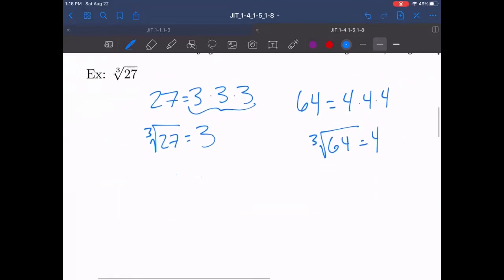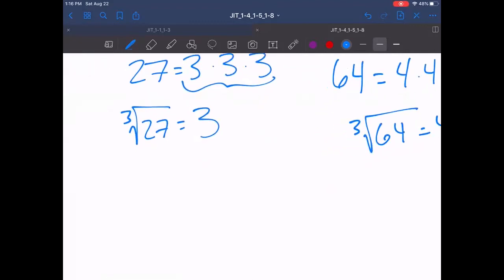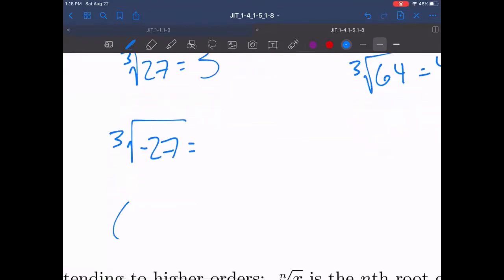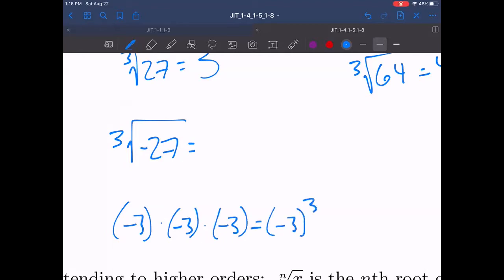Now, if I have the cube root of negative 27. If I have negative 3 times negative 3 times negative 3, so negative 3 cubed, that's the same as saying negative 27, or that's equal to negative 27. So the cube root of negative 27 is negative 3.